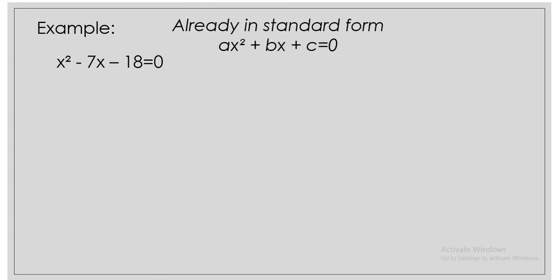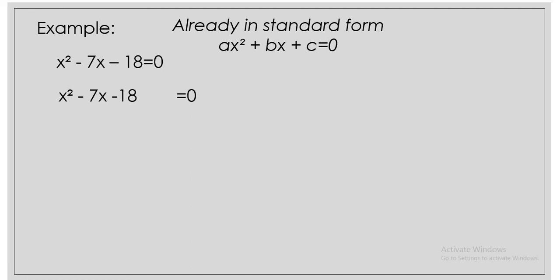Another example is x squared minus 7x minus 18 is equal to 0. So let's take a look at the equation. The equation is already in the standard form of the quadratic equation, ax squared plus bx plus c is equal to 0. So, no need to perform step 1, which is to transform it into the standard form. The next step is to divide both sides by the value of a. But the value of a is 1, so no need to do that.